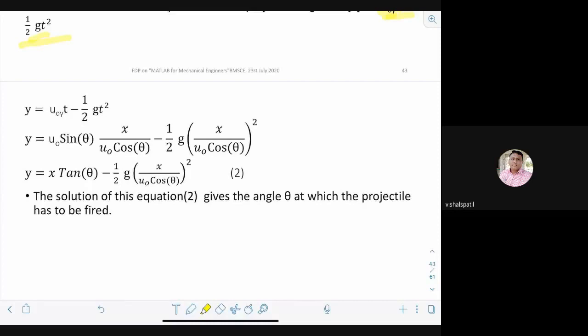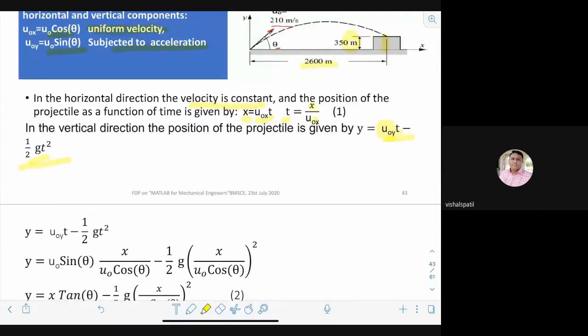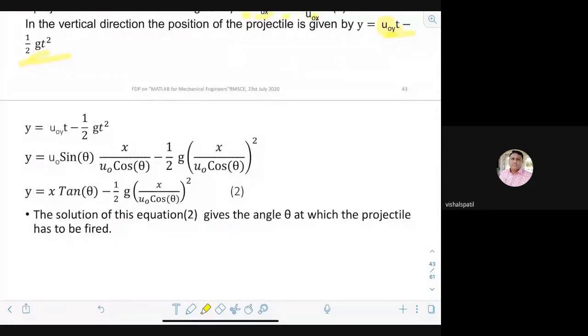Now you replace the time that you have got here from equation 1 as x by u0x. u0x means u0 cos theta. So we are making this equation in terms of theta, and we have eliminated the time taken here. By simplification, u0 will cancel out. You have y equals x tan theta minus half g into x divided by u0 cos theta whole square. If you solve this equation using the solve command used in symbolic maths, you can solve for theta and find out the angle.